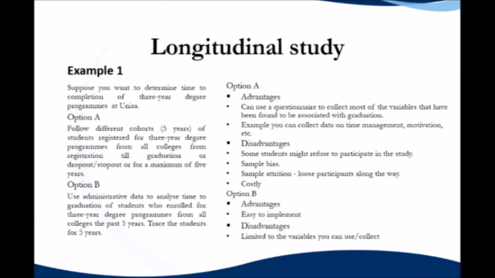So maybe all 5 years from now, including this year. I'm going to follow these students until they experience an outcome. What is the outcome? The outcome is completion or graduation. So you are going to follow them until they experience the outcome of interest, and then you will decide on how long you are going to follow them.